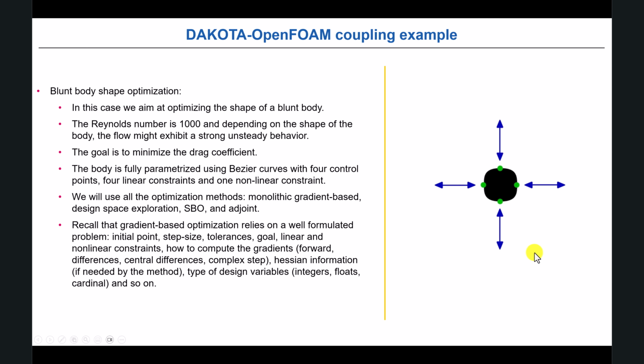So basically we have this shape and we have four control points. And by modifying the four control points, we're using Bezier curve, we're going to change it, okay? And we want to reduce the drag, okay?